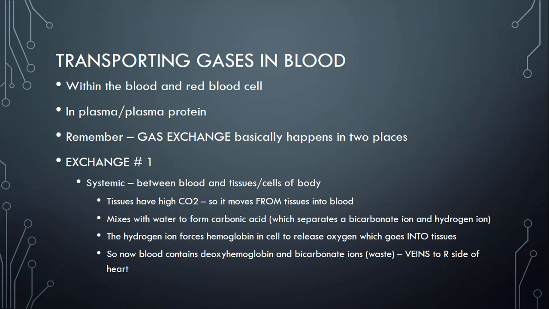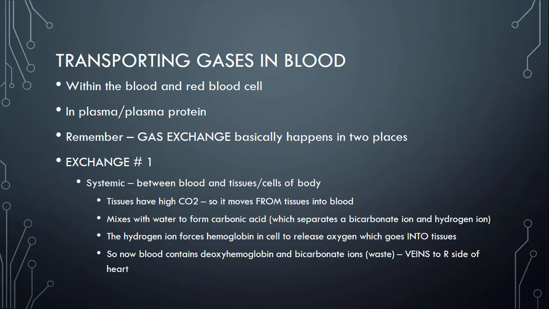So now the blood itself contains deoxyhemoglobin. It's low in oxygen because it's just given that up into the tissues, but it's taken the ions, so it's high in deoxyhemoglobin and bicarbonate ions, which are the waste. So now these capillaries of the blood turn into veins. They're no longer arteries, they don't contain oxygen, they now contain carbon dioxide. So now they're veins, and the veins have to go back up to the right side of the heart.